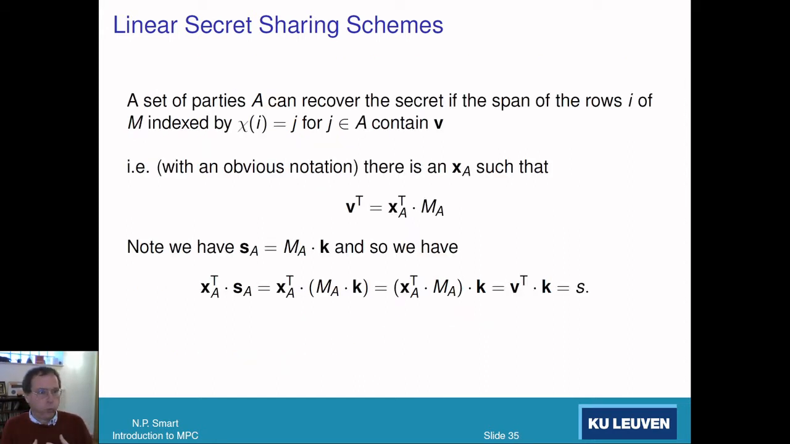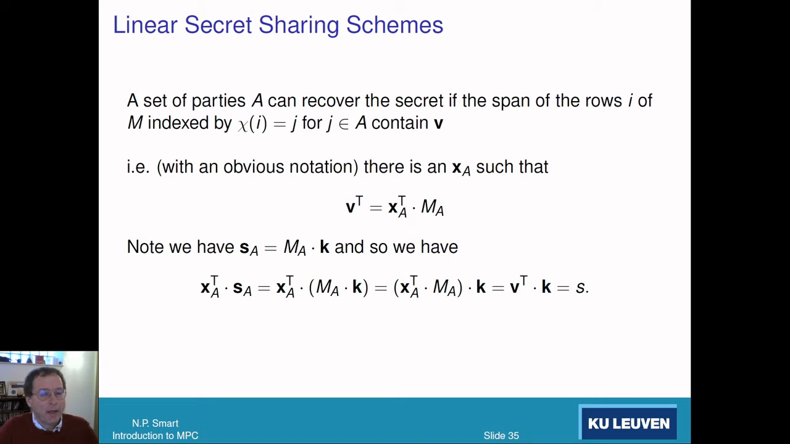Okay, so that's how we define the sharing. How do we actually reconstruct? When we've got the shares, how do we get the secret back? A set of parties can recover the secret if the span of the rows of the matrix that they control contains V. In other words, if these parties control rows 1, 2, 3, 4, 5, then a linear combination of rows 1, 2, 3, 4, 5 will give this target vector V.